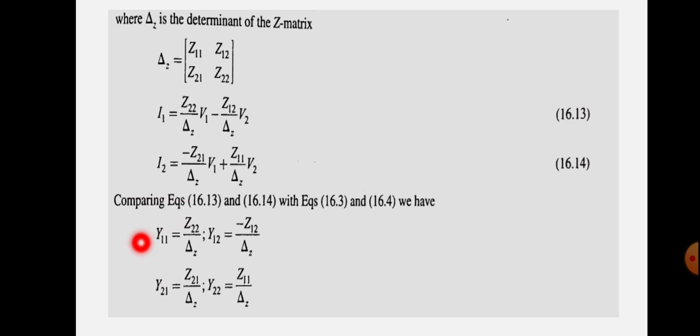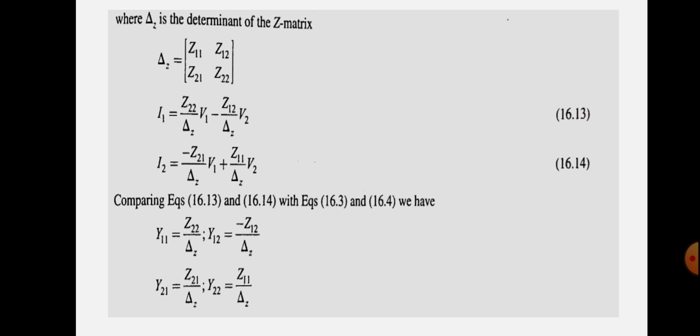So you have to remember these equations. This is the interrelationship of the y parameter with the z parameter, that means the y parameter is expressed in terms of the z parameter. This is the way you have to do the derivation. So y11 equals Z22 by delta Z, y12 equals minus Z12 by delta Z, y21 equals minus Z21 by delta Z, y22 equals Z11 by delta Z.